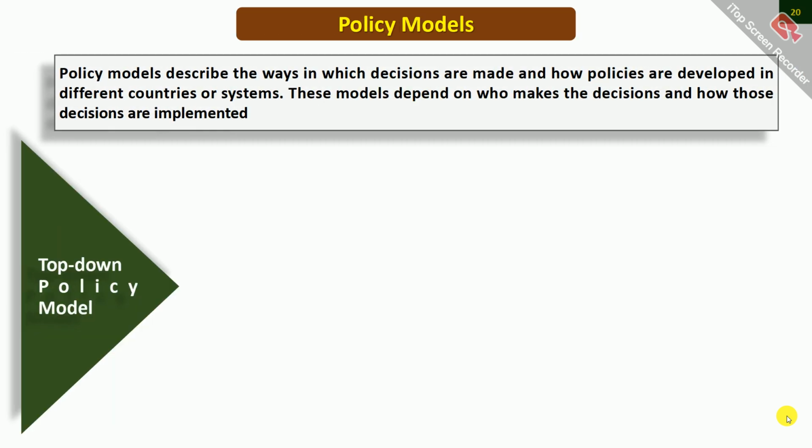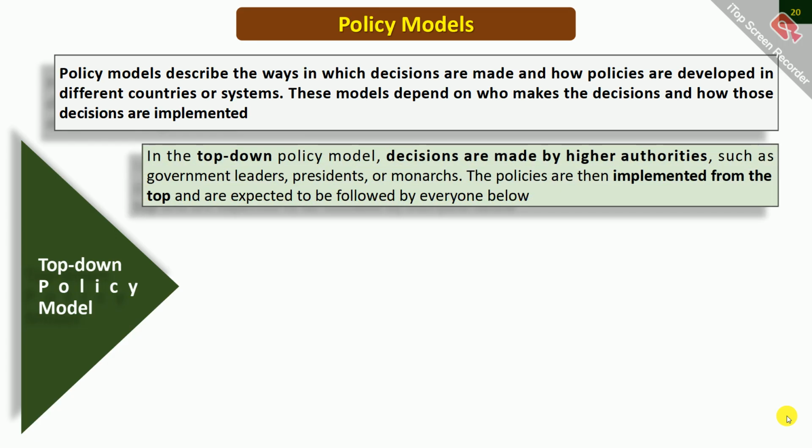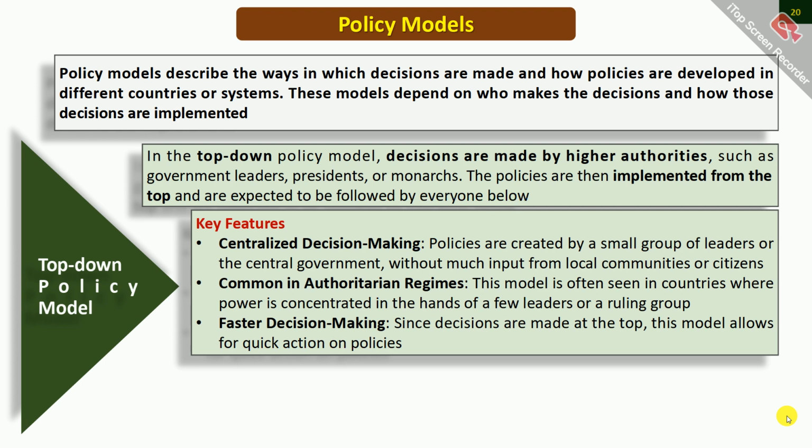Policy models describe the way in which decisions are made and how policies are developed in different countries or systems. These models depend on who makes the policies and how those decisions are implemented. First of all, we will discuss the top-down policy model, in which decisions are made by higher authorities such as government leaders, presidents, or monarchs. The policies are then implemented from the top and are expected to be followed by everyone below. Their key features include centralized decision making, common in authoritarian regimes, and faster decision making.